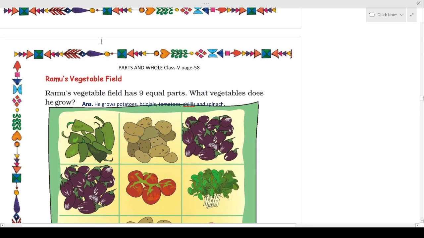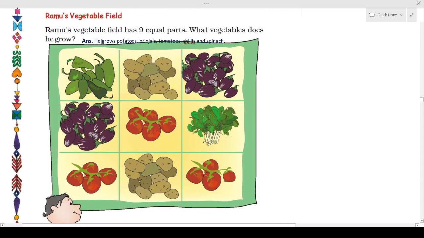Children, here I am going to explain the parts and whole chapter from page number 58. So look here, children, this is Ramu's vegetable field, and what is written over here? Ramu's vegetable field has 9 equal parts. You can count the total number of parts also: 1, 2, 3, 4, 5, 6, 7, 8, 9. So total 9 equal parts.